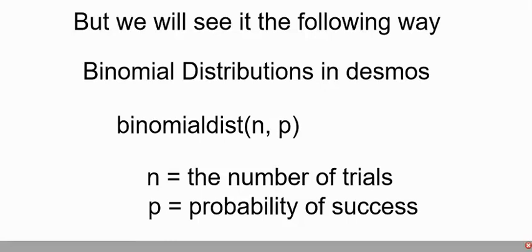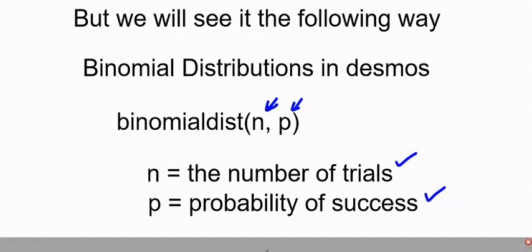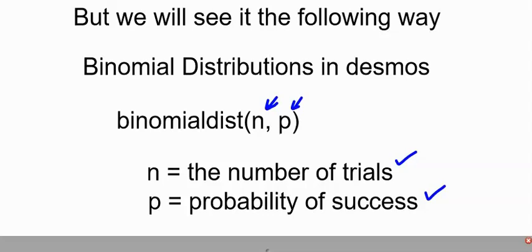But here, N is going to be the number of trials. Just like we talked about in step 2, there has to be a fixed number of trials, and N is that number. P is going to be the probability of success, the probability that something is going to succeed at what they're trying to get. So here you have binomial dist, which means binomial distribution, binomial dist N P.